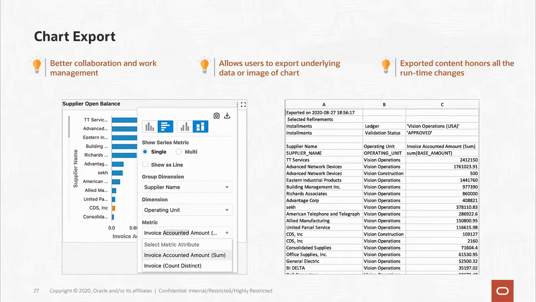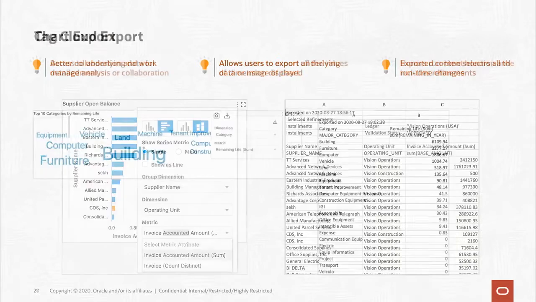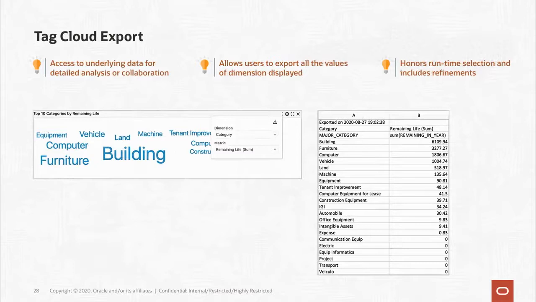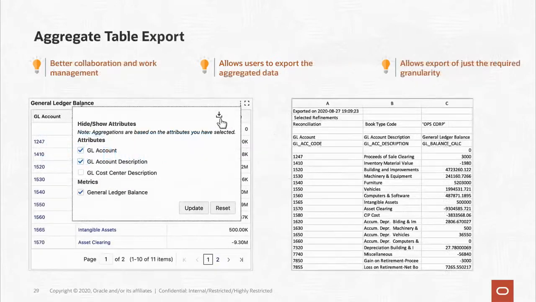So in V5, you can export data from a chart. As you can see here, I have that download button in my runtime menu. I click on that, I get an Excel sheet or a CSV file really that has the data. You can export data from a tag cloud. You can export from any of the aggregation components that we have, like aggregate tables. And we already had it for results tables and grids back in V4.